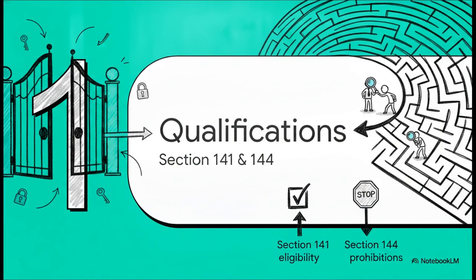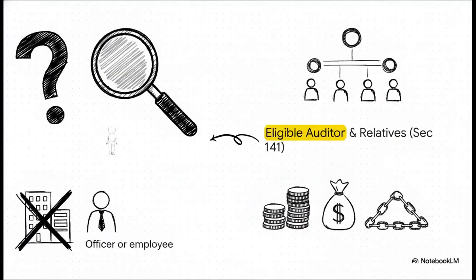All right, let's kick things off with Section 1, Qualifications and Prohibitions, covering Sections 141 and 144. Think of this very first phase as the gate. An individual CA or a firm has to walk through it to actually be appointed. But students constantly confuse the disqualifications here, especially when we're talking about the auditor's relatives.